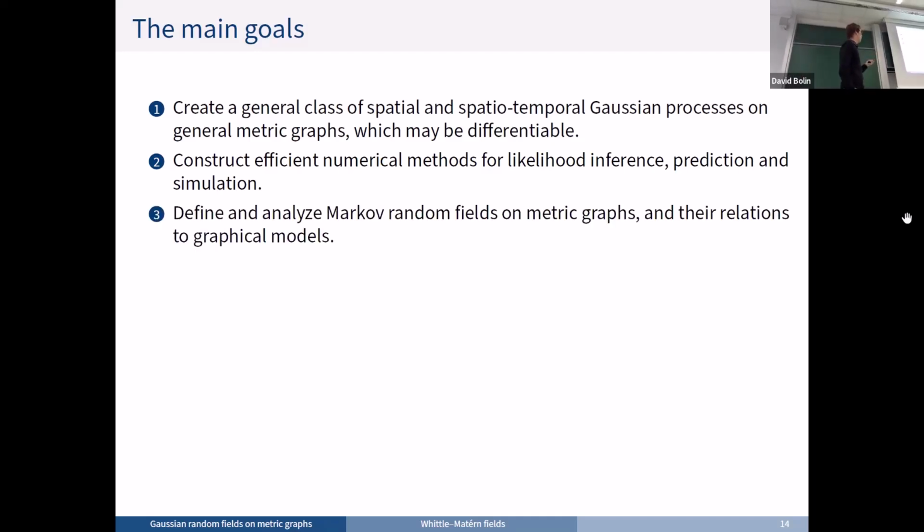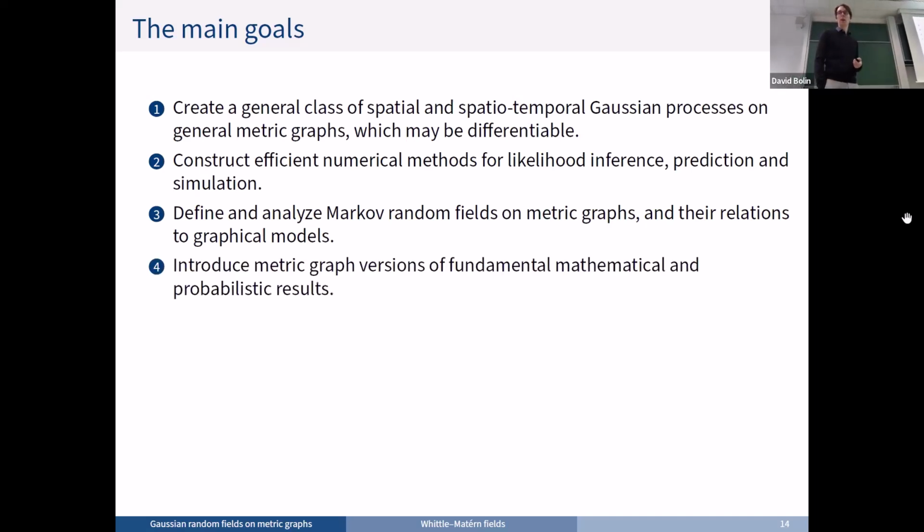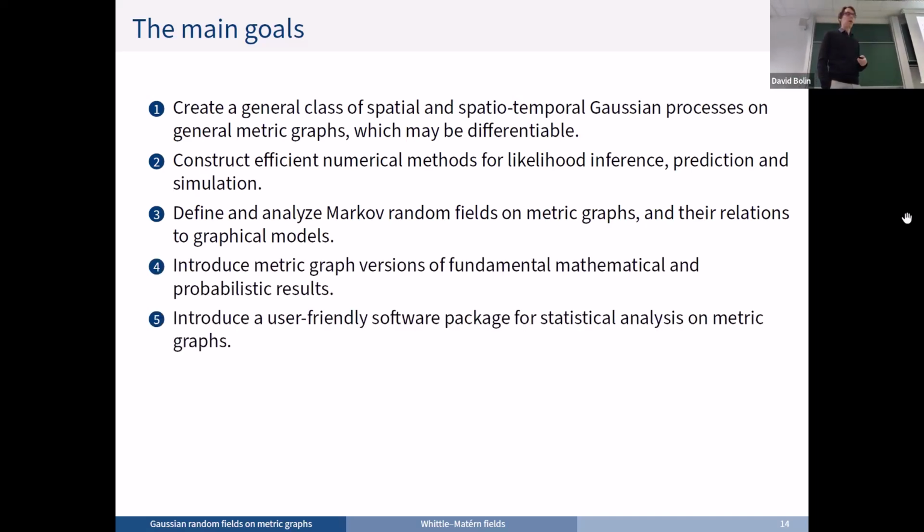And then on the way to doing this, we realized that there were some more fundamental issues that we had to solve. So for instance, look at Markov properties for fields on domains like this. And some other things. And then finally, the final and maybe most important goal was that we also wanted to introduce a software package for actually using these models that we define so that you can use this for data analysis.